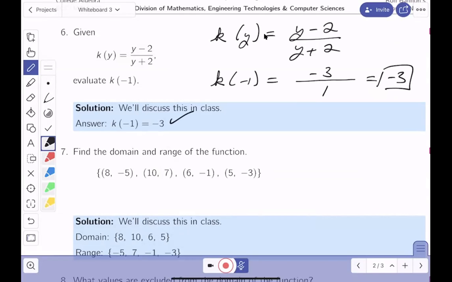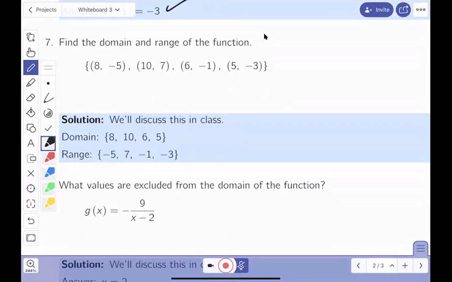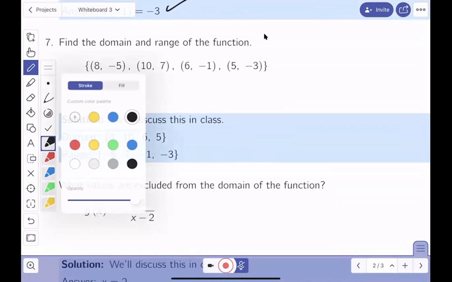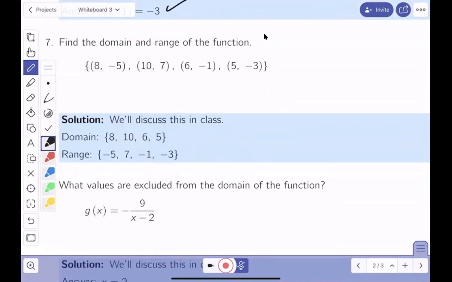All right, let's do this one over here. Find the domain and range of the function. Well, we've been doing this for some time now. Let's write it down. By the way, I guess they're indicating this is a function. The domain is 8, 10, 6, 5. It's the first number in the ordered pair. What's the range? It's the second number of the ordered pair: minus 5, 7, minus 1, minus 3.